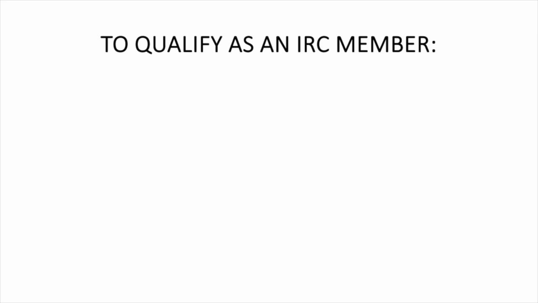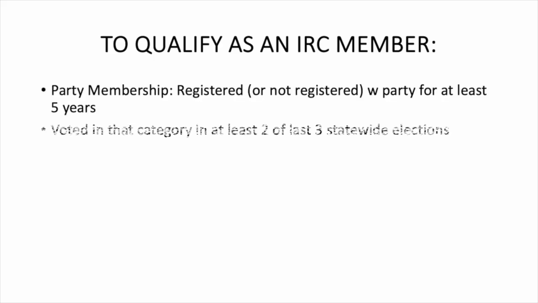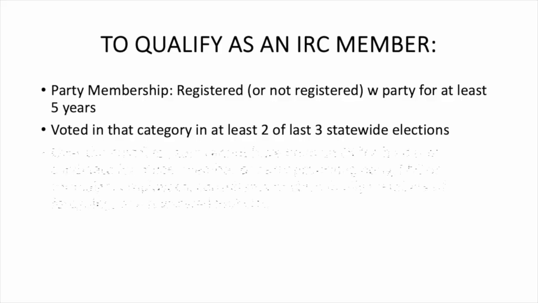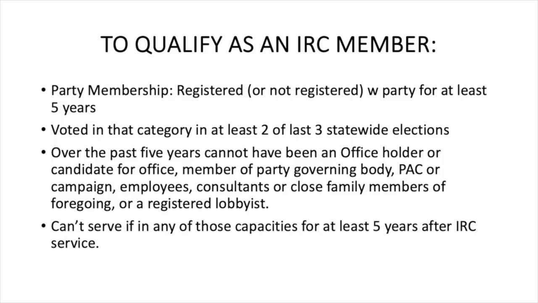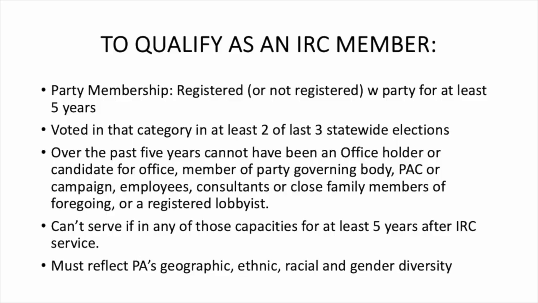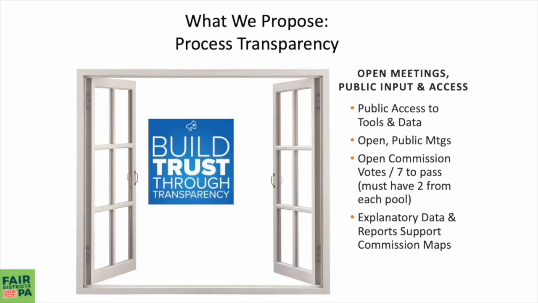So if you want to apply to be an IRC Commission member, what are the qualifications? Well, for party membership, you have to be registered or not registered with the party for at least 5 years. You have to have voted in that category in at least 2 of the last 3 statewide elections. Over the past 5 years, you cannot have been an office holder or candidate for office, a member of a party governing body, a PAC or a campaign, employees, consultants, or close family members of the foregoing, or a registered lobbyist. You can't serve in any of these capacities for at least 5 years after IRC service, and you must reflect Pennsylvania's geographic, ethnic, racial, and gender diversity. We propose an open and transparent process.